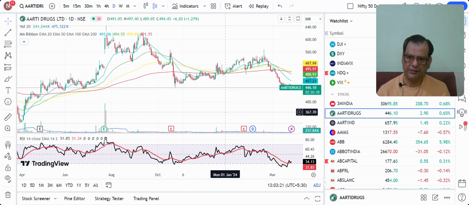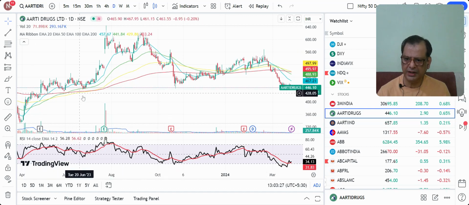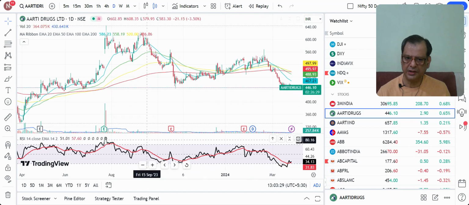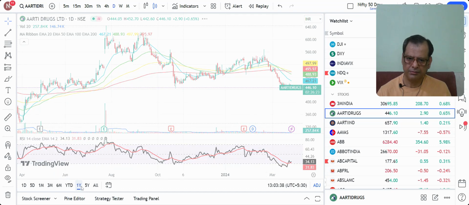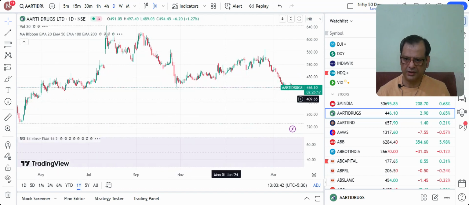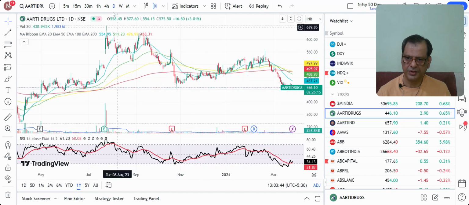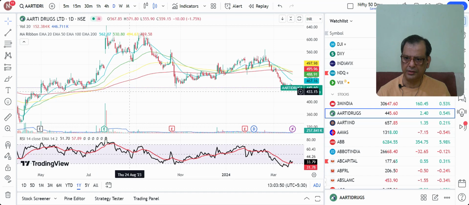So I will show you this on the chart here. We have RT drugs here on the daily time frame. I'm recording this in the live market today. This is the 1 year chart of RT, on the daily time frame. Now, what we see here is that the prices have taken support here.